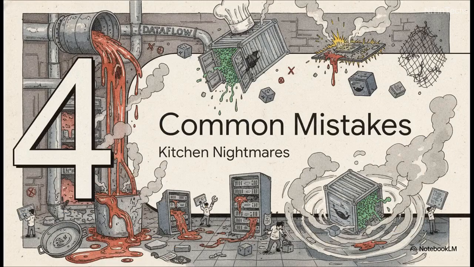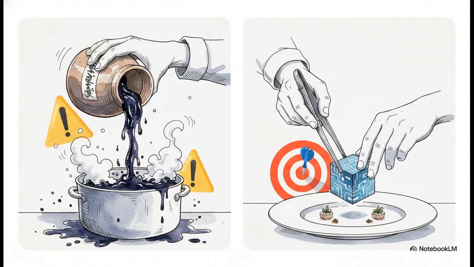Now for Section 4, Common Container Mistakes and Kitchen Nightmares. Okay, I see this mistake all the time. Using the latest tag for a base image. It feels super convenient, but it's basically like throwing a total mystery ingredient into your pot. It can cause massive problems if that new version happens to be incompatible with your application. Always use a specific version tag. It makes sure your base image is predictable, tested, and actually reliable. You know exactly what you're getting.